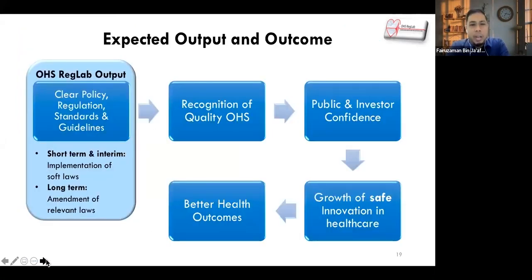So what is our expected output and outcome of this RegLab? It is clear policy, regulations, standards, and guidelines, co-created and decided together with the industry and the regulators, and taking into account all the other stakeholders such as the public and the healthcare professionals delivering the service. For the short and interim term, there is implementation of soft laws, for example guidelines, and for the long term, we may decide whether we need to amend or create new relevant laws regarding online healthcare services. With this, there will be recognition of the quality of OHS, public and investor confidence, growth of safe innovation in healthcare, and resultingly better health outcomes for all.